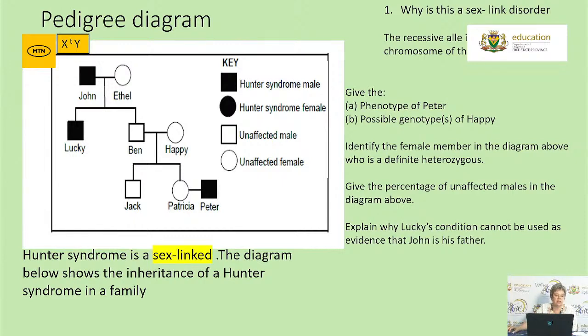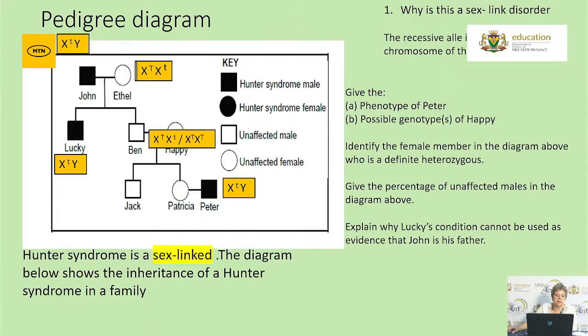So in this case, it's very easy to allocate the genotypes of the males. Lucky is also not so lucky. He has a recessive allele on the X chromosome, therefore he has Hunter's syndrome. But now it comes to Ethel. Ethel is an unaffected female, so in fact she can have 2 types of genotypes. She can either be capital T, small t, or she can have capital T, capital T.